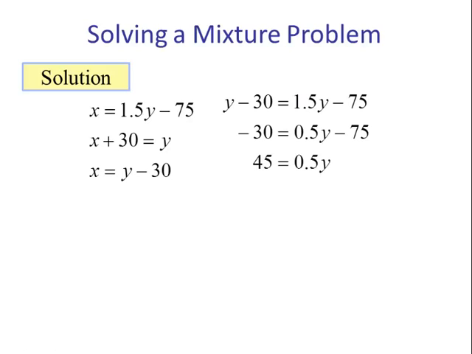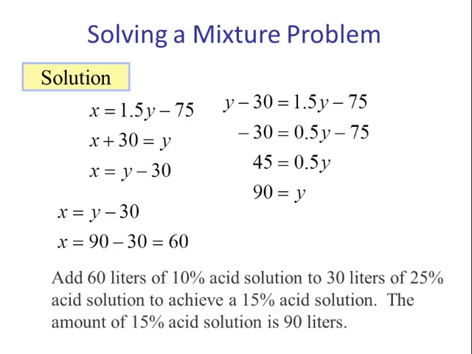Add 75 to both sides, we have 45 equals 0.5y. Divide, and we have y is equal to 90. To find x, I substitute 90 into the equation x equals y minus 30, and we see that x is 60. So adding 60 liters of 10% acid solution to 30 liters of 25% acid solution will give us a 15% acid solution. The amount of the 15% acid solution is 90 liters.